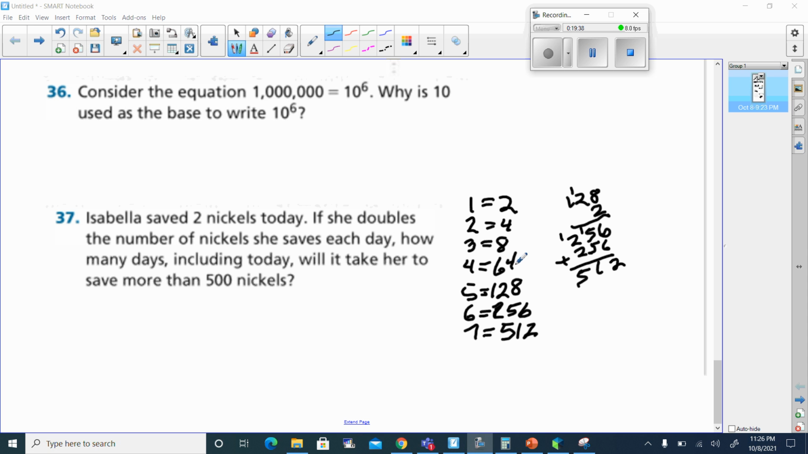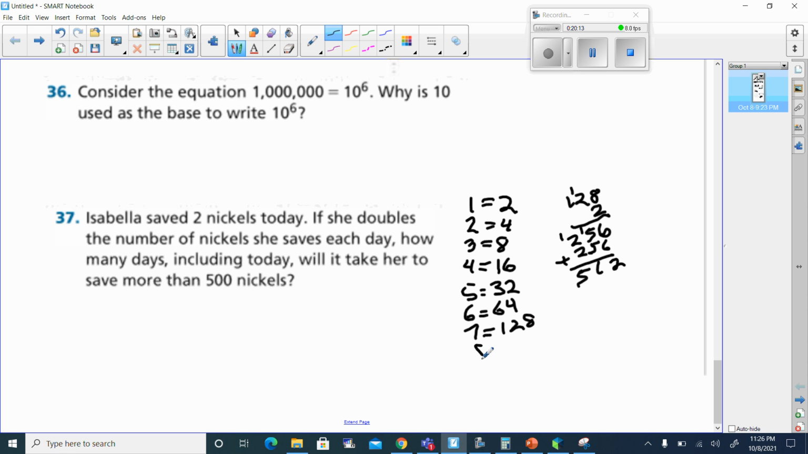Whoa! We made a little error here, didn't we? I'm hoping you didn't make the same error I did, because we doubled, we didn't multiply everything to itself. So I have to change that up. Double 8 would be 16. And then doubling 16 would be 32. And then doubling 32 would be 64. Now doubling 64 would be 128.